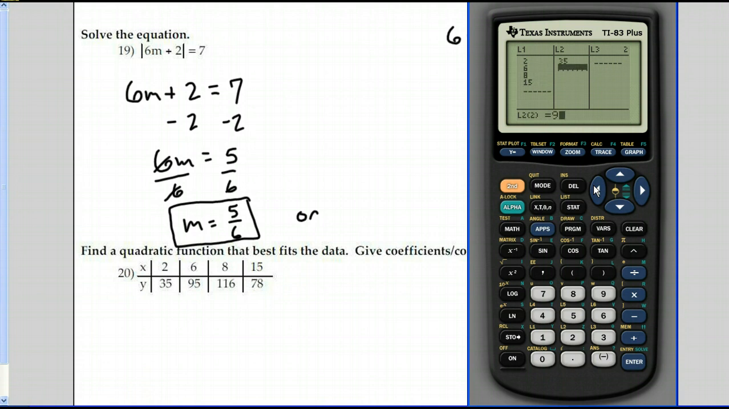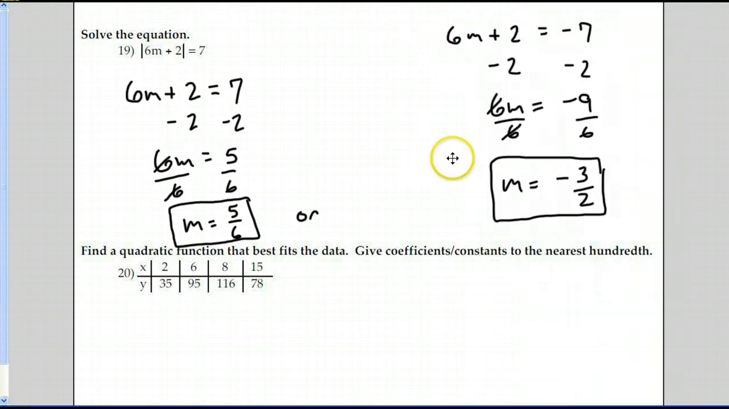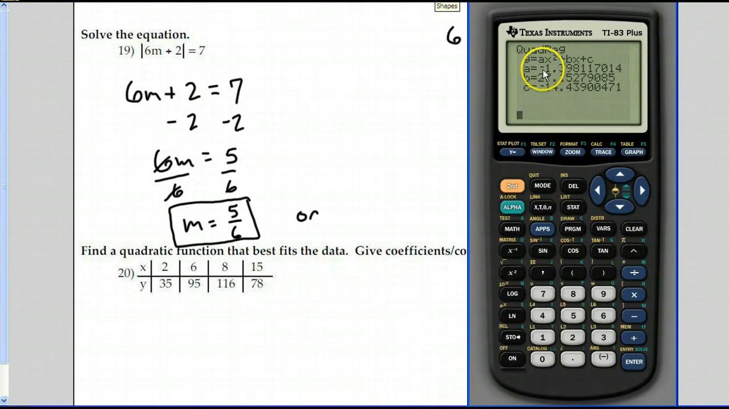35, 95, 116, and 78. Alright, I want the quadratic of best fit. So again, I go to stat and I go to calculate, but instead of linear regression, right underneath that is quad or quadratic regression. So I hit enter and it wants coefficients or constants rounded to the nearest hundredth. Alright, so that's going to be -0.398 rounded to the nearest hundredth would be -1.40.